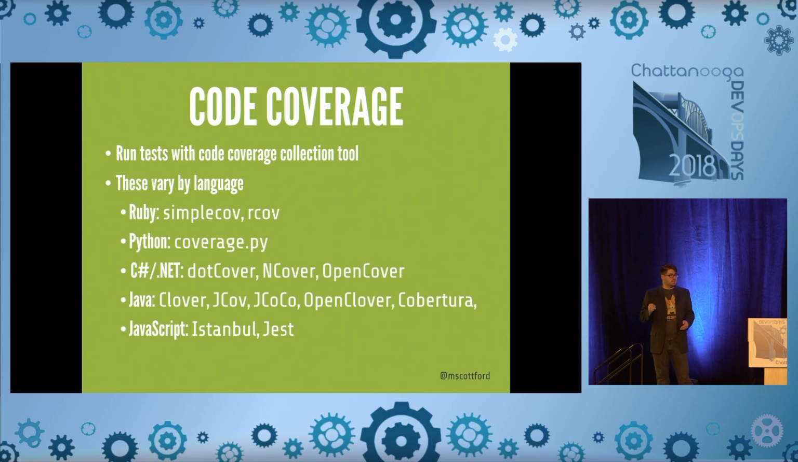C# and .NET, there's a lot of choice. dotCover, NCover, OpenCover, all really good tools for doing this collection. There are others as well. In the Java world, you've got Clover, JCov, JaCoCo, OpenClover, Cobertura. Java's definitely got a lot of choice in this space. And then in JavaScript, both Istanbul and Jest can give you this information as well.